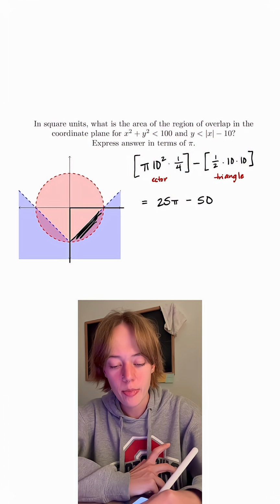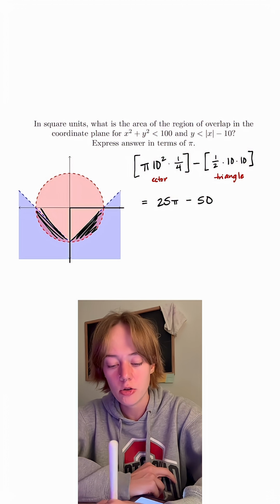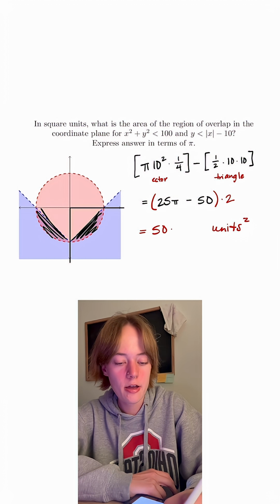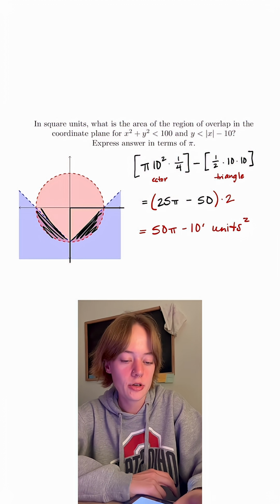Okay, we found the overlap area in one quadrant. To find our total overlap, we just need to multiply what we have by 2. And that gives us our final area of 50 pi minus 100. Pretty easy.